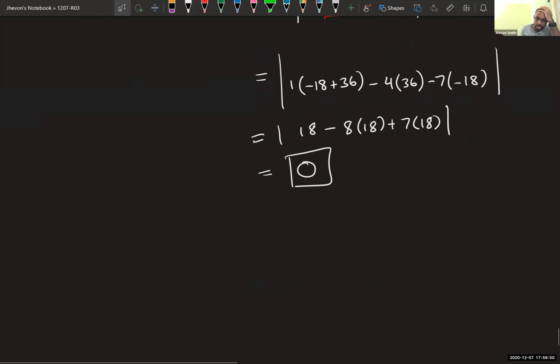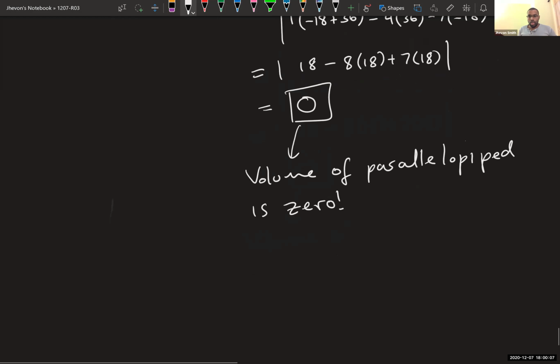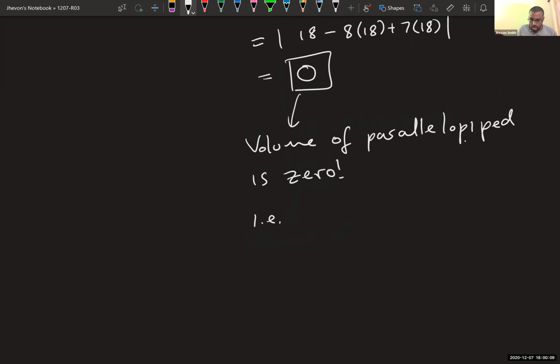What this means here is the volume of the parallelepiped is 0. I always forget how to spell this thing. I.e., the vectors lie in the same plane, so they don't actually open up. They're all in the same plane, so the volume of the thing that they span is 0.